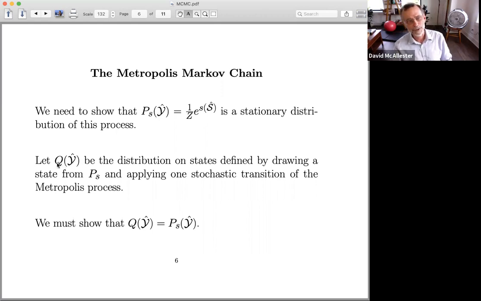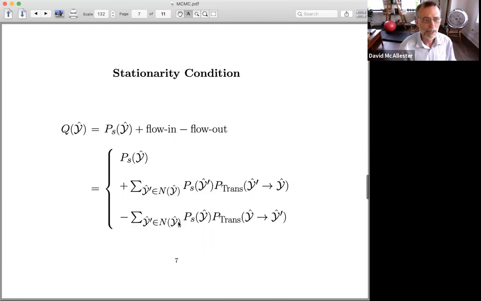So to prove that, first I'll just introduce notation. I'm going to let Q of a state be the probability that we get to that state if we first draw from the model's distribution and then take a transition. So Q is sort of the next probability distribution when drawing from the model distribution. And what we have to show is that the distribution hasn't changed, that Q is equal to the model distribution. This is what we have to show.